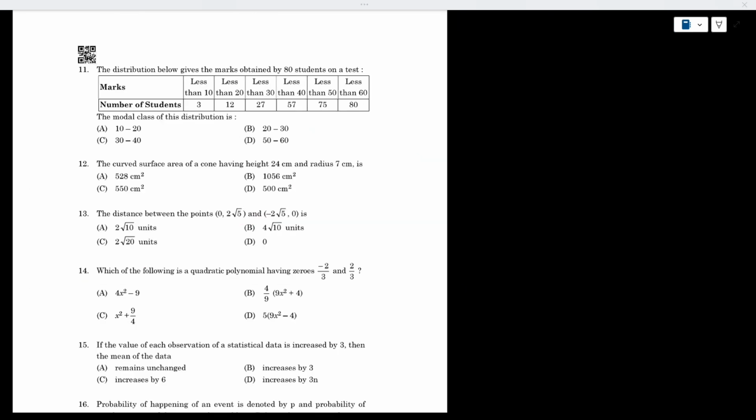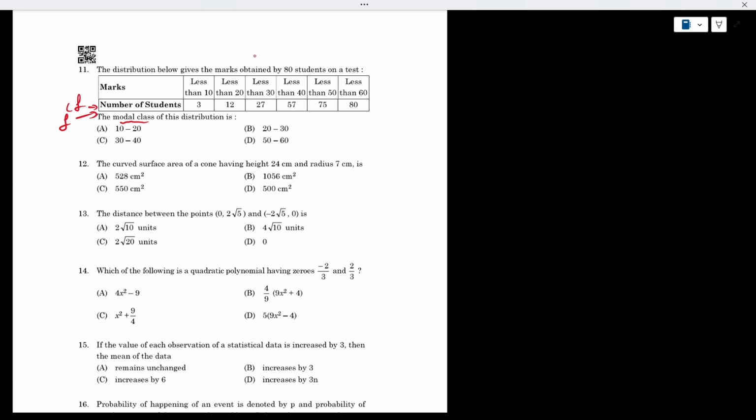So your next question, question number 11, is based on statistics. It says the distribution given below is the marks obtained by 80 students on a test. Now here, whenever you see a less than or more than table, you know that the frequency given is the cumulative frequency. So whatever they have given here is cumulative frequency. You need to first find the corresponding frequency, because you need to find the modal class.